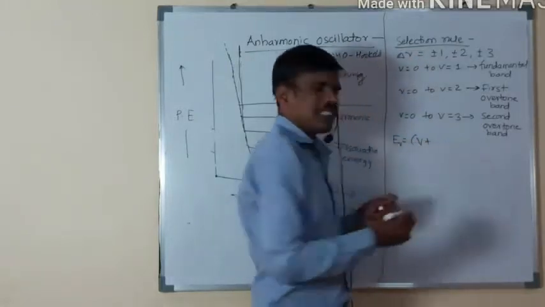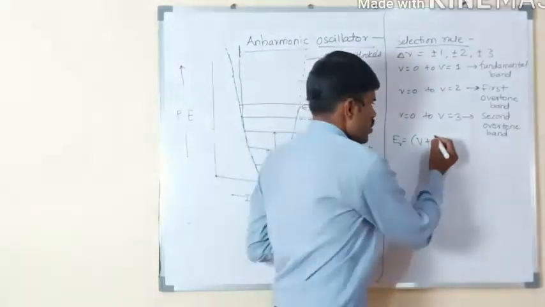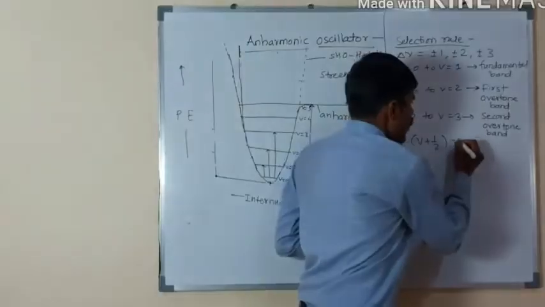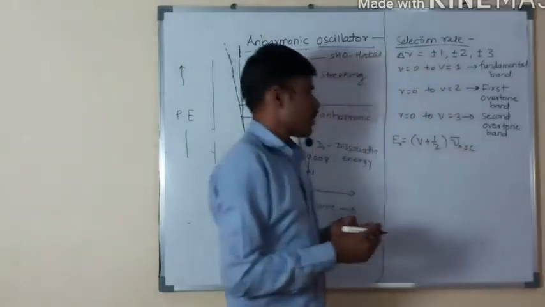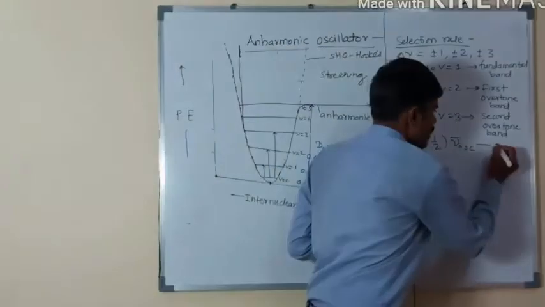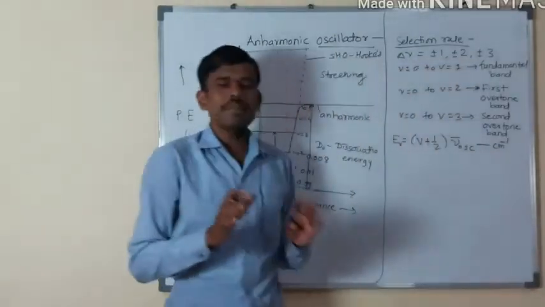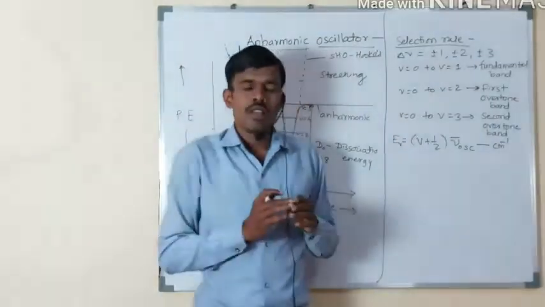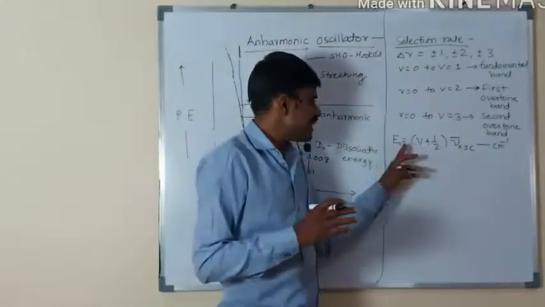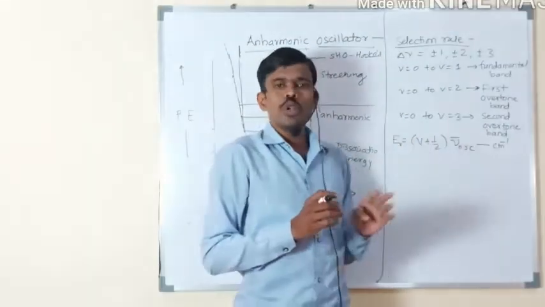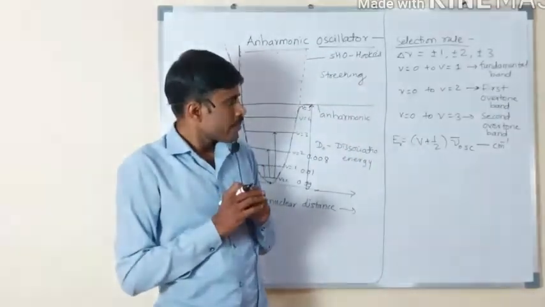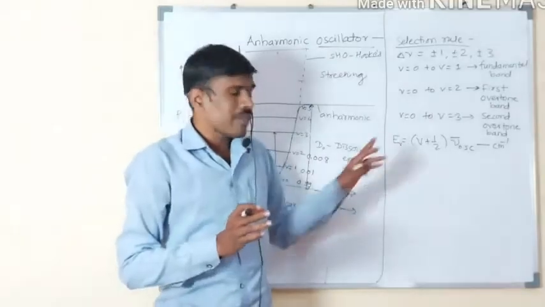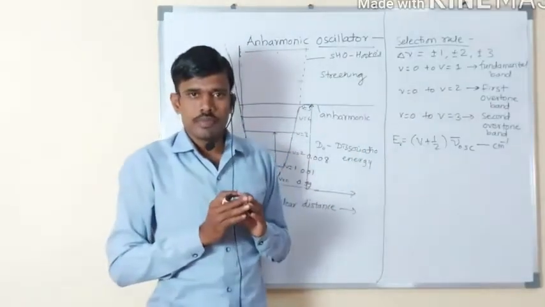For the simple harmonic oscillator, the energy of a vibrational state is denoted by (v + 1/2) times ν̄ of oscillation, where v is the vibrational quantum number. This energy is in units of centimeter inverse. So the energy of the vibrational state is equal to (v + 1/2) ν̄ of oscillation. This is for the simple harmonic oscillator.